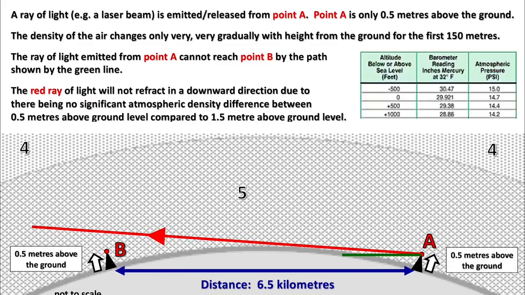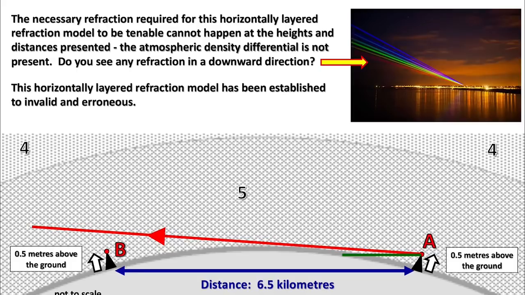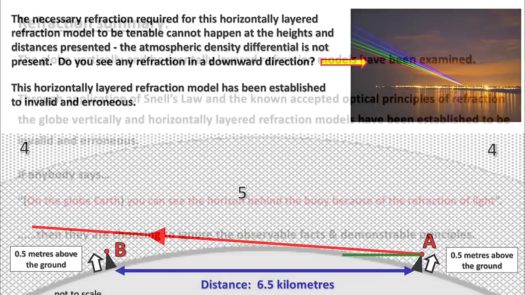The red ray of light will not refract in a downward direction due to there being no significant atmospheric density difference between half a meter above ground level compared to 1.5 meters above ground level. The necessary refraction required for this horizontally layered refraction model to be tenable cannot happen at the heights and distances presented. The atmospheric density differential is not present. Do you see any refraction in a downward direction? This horizontally layered refraction model has been established to be invalid and erroneous.